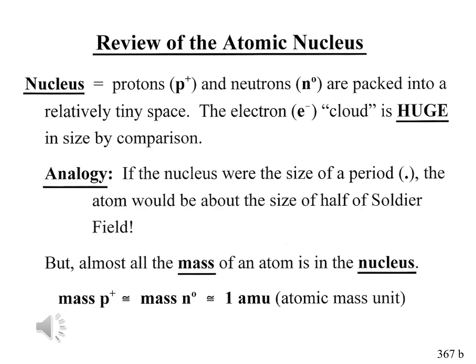In order to understand decay, you have to understand the nucleus, and you know from 131 a lot of things about the nucleus, but I want to tell you one thing that you may not know. You know that the protons and neutrons are in the nucleus and that the electrons are in a cloud around the outside. Now, if the nucleus was the size of a period, though, I found a calculation that said that the atom would be about the size of half of Soldier Field three-dimensionally.